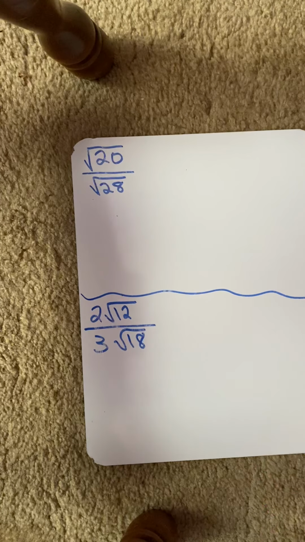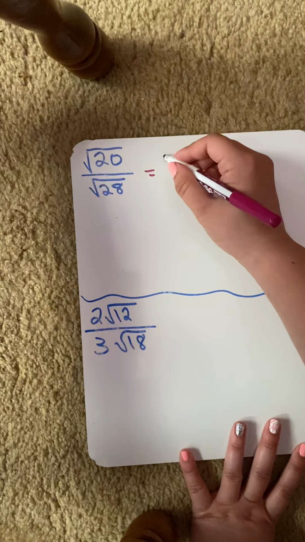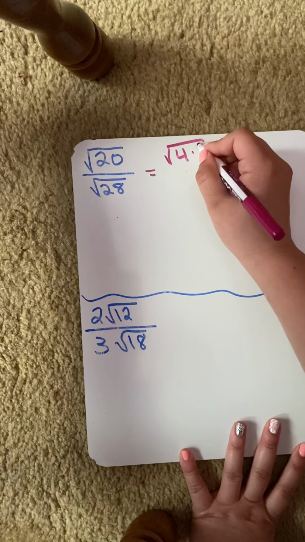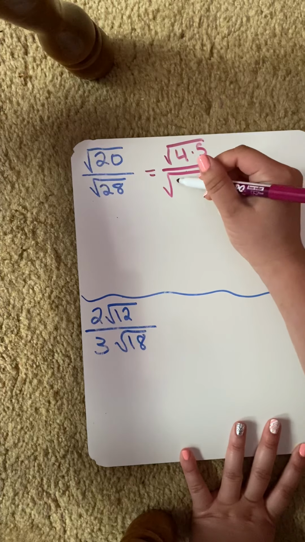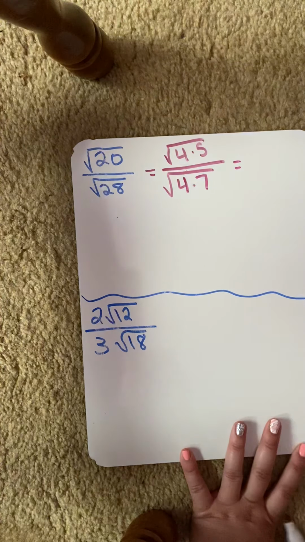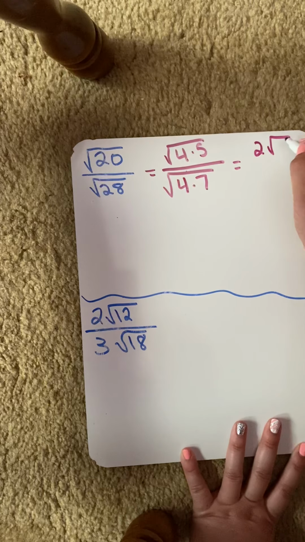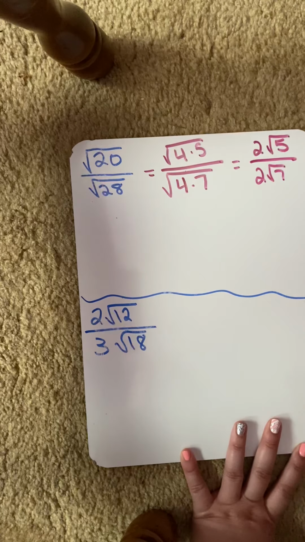Now we have the square root of 20 over the square root of 28. So now you could multiply by the square root of 28, but that is a very big number. So I'm going to simplify it first. So the square root of 20 is the same thing as the square root of 4 times 5. Square root of 28 is the same thing as the square root of 4 times 7. So you bring out the square root of 4, which is 2. So 2 times the square root of 5 over 2 times the square root of 7.